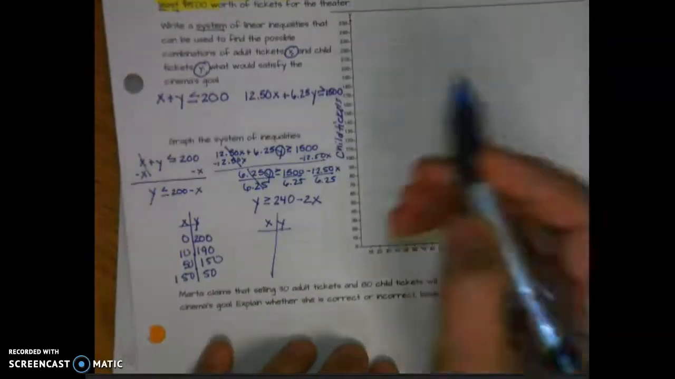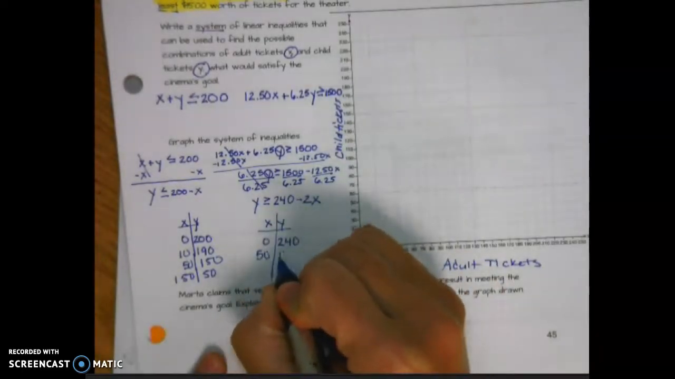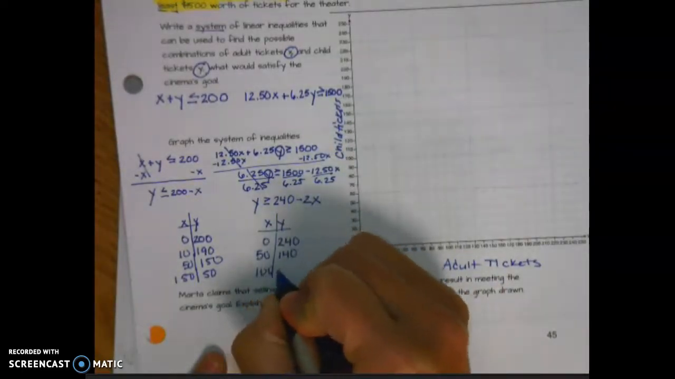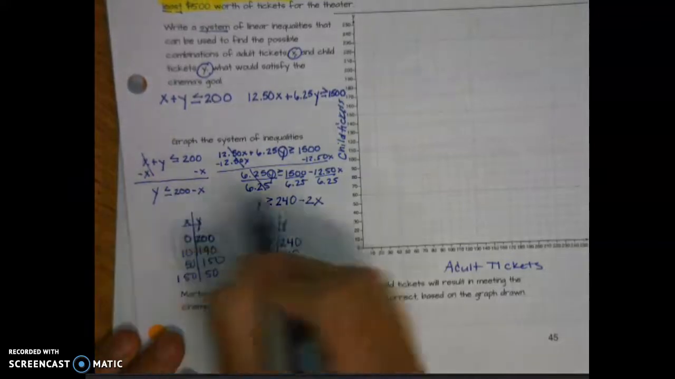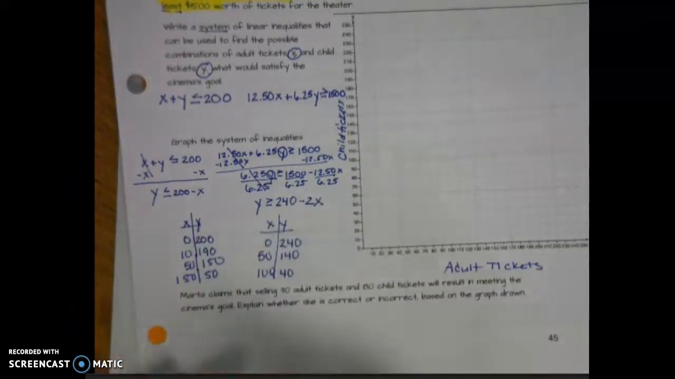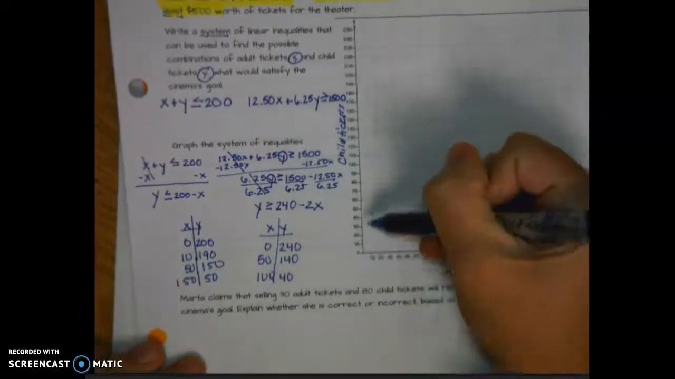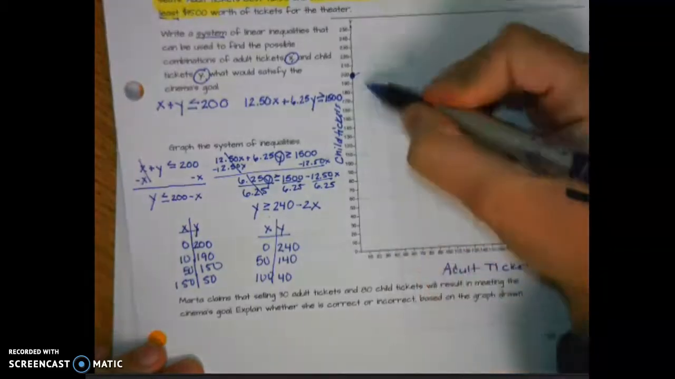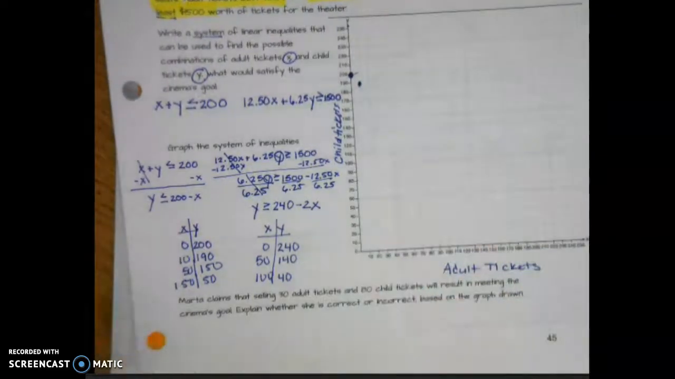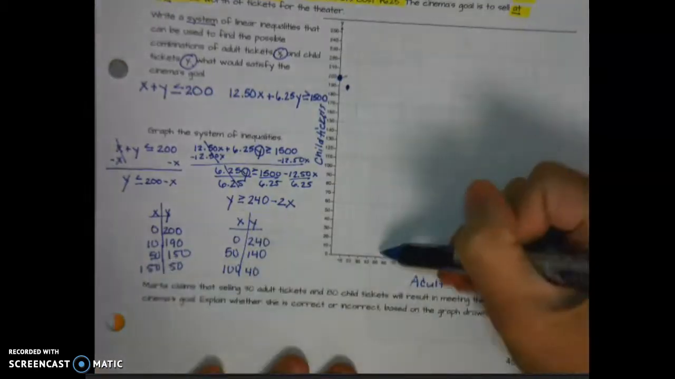Okay, so I had 0, 240, 50, 140, and 100, 40. Okay, so let's do this graph. I'll do this graph in blue and this one in red, just so it's a little bit easier for you to see. So I have the point 0, 200. Okay, so here's my 0, 200. Okay. 10, 190. Sorry if you can't see these grid lines that well. They didn't copy that great. Sorry about that. 50, 150.